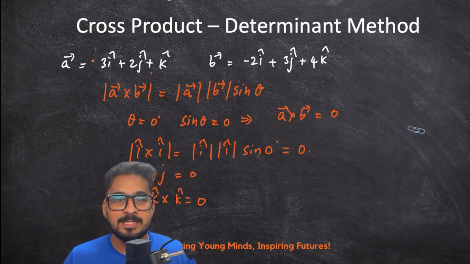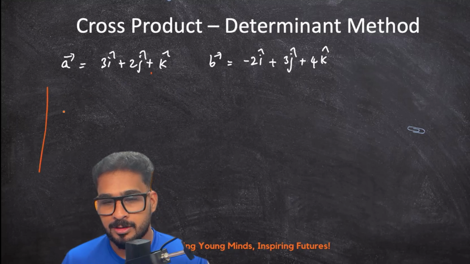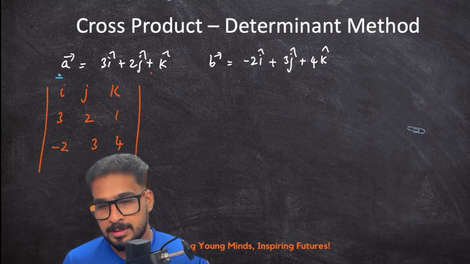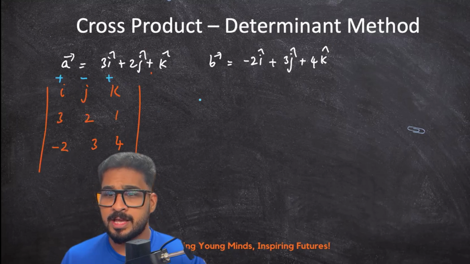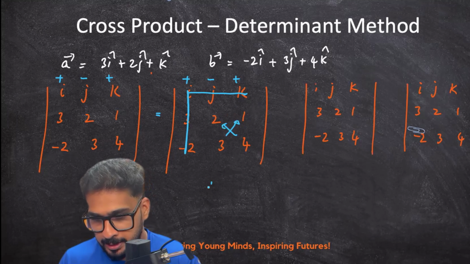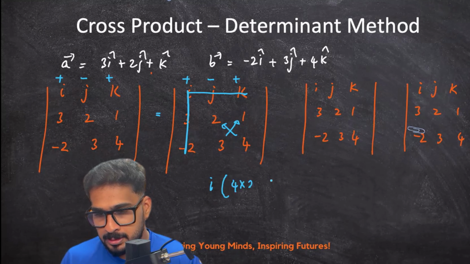So for this, there is an easy method called the determinant method, which you need to follow. Let us see what the determinant method is. Write down the vectors like this: i, j, k, then 3, 2, 1, and the coefficients -2, 3 and 4, and put plus, minus and plus here. For the sake of simplicity, I am explaining it to you in detail. First you cancel out this row and this column and cross multiply as shown in the figure and put the i here: 4 into 2 minus 3 into 1.